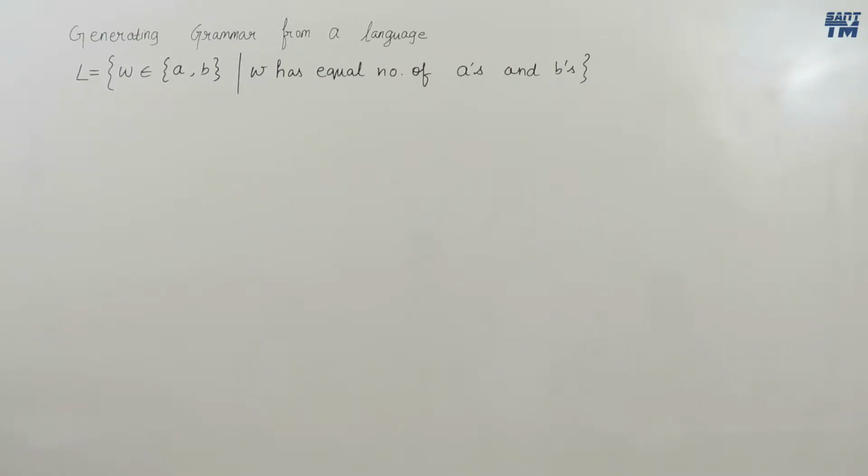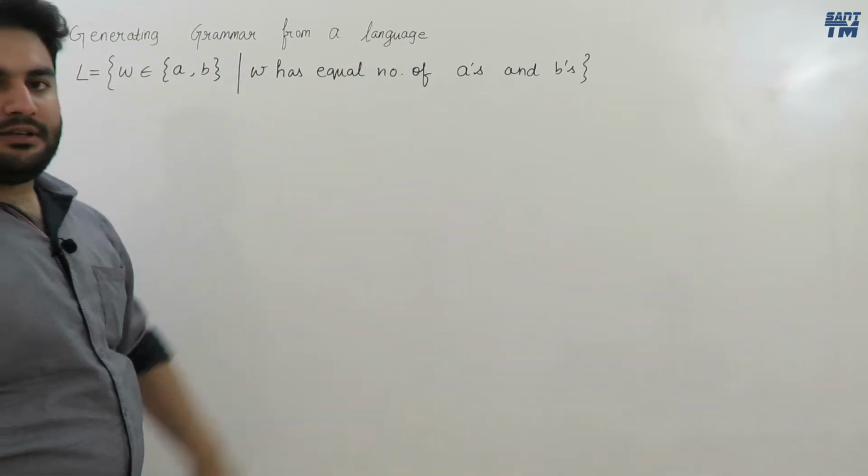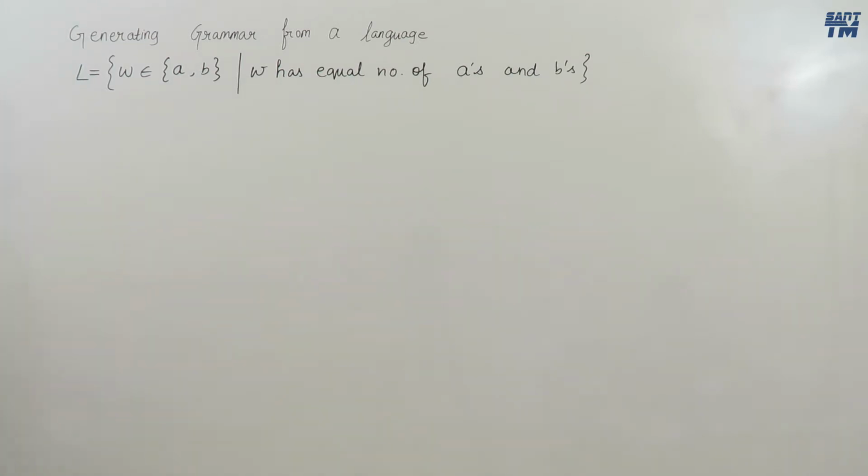So let's consider this example. In this you have to generate a grammar for a language such that it is a set of strings. Each string is represented by W and W belongs to the alphabet set AB. That means it is a combination of A's and B's such that W has equal number of A's and B's. That means in the string W there will be equal number of A's and equal number of B's. The order in which A and B are arranged does not matter. Only we have to keep in mind that the A's and B's should be equal in number.